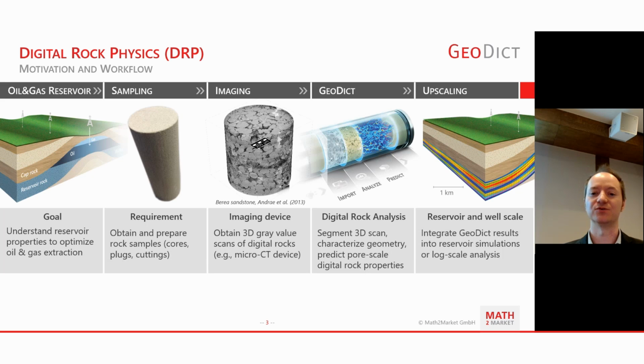So with that, you can start off in Geodict to do digital rock analysis. This means you can do image processing, you can segment the 3D scan, you can characterize the geometry, and you can predict pore scale digital rock properties. And having done so, you probably want to upscale your results and integrate them into the reservoir scale or the well log scale in order to improve your reservoir management decisions overall.